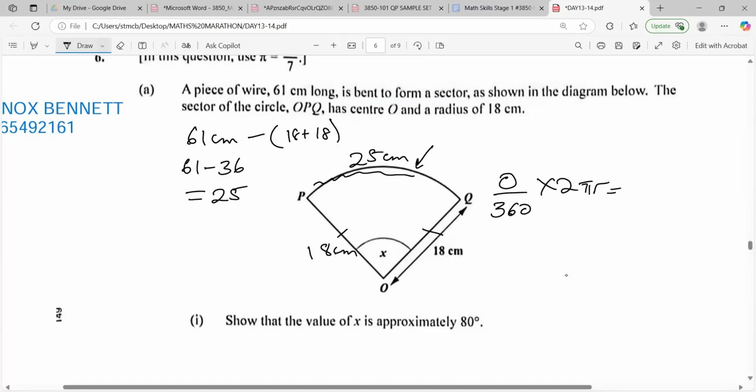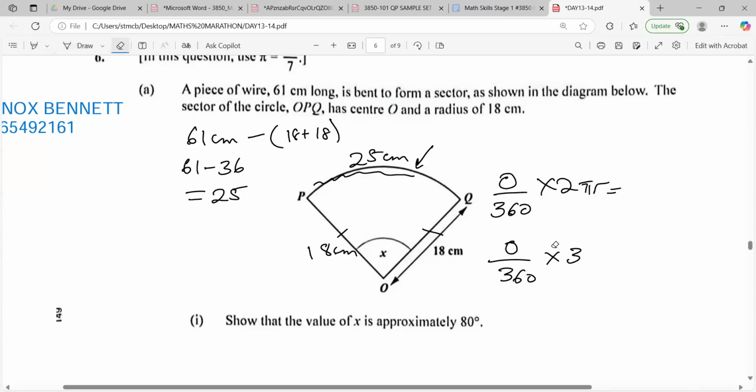We could find the length of the entire something, but it doesn't matter. So we know that when it's angle over 360, did they tell us what to use as pi? No, they didn't. That means we can use anything. We could use 3.14, or say 22 over 7.